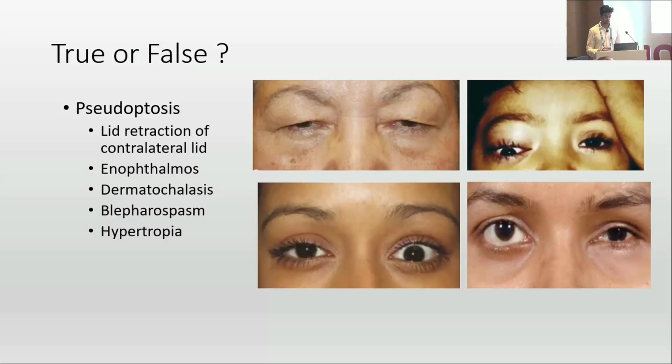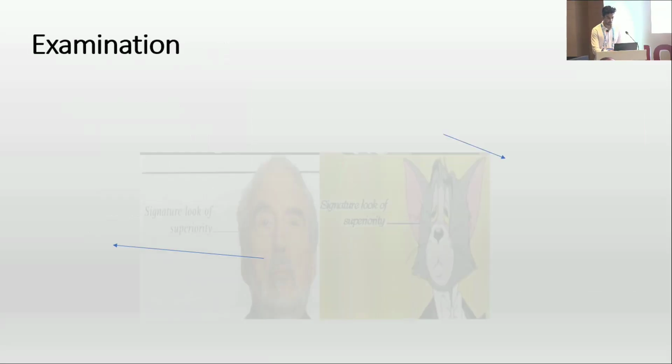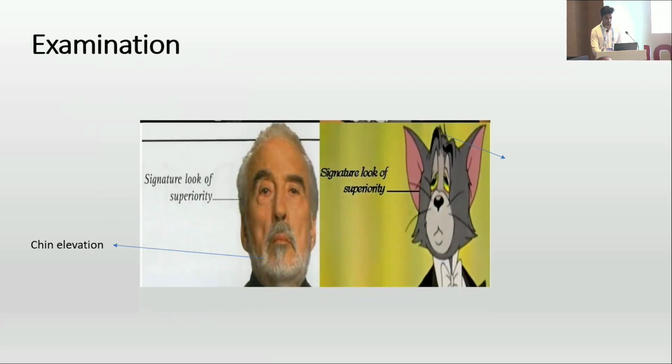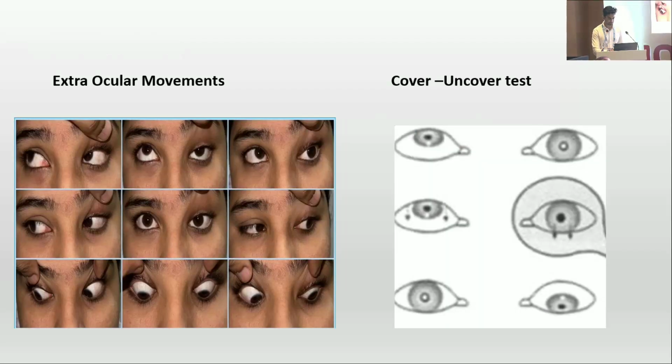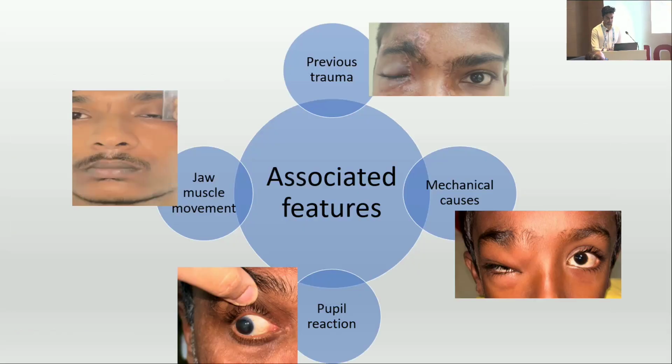So before coming to a conclusion of ptosis, pseudoptosis has to be ruled out. Pseudoptosis is a condition where LPS action and anatomy are preserved, but conditions such as lid retraction of the contralateral lid, enophthalmos and dermatochalasis, blepharospasm, and hypertropia can mimic ptosis. On examination, they have a typical posture of chin elevation and frontalis overaction, with extraocular movement restriction and neurogenic and neuromyogenic ptosis. A cover-uncover test is to be done to rule out pseudoptosis and also double elevator palsy.